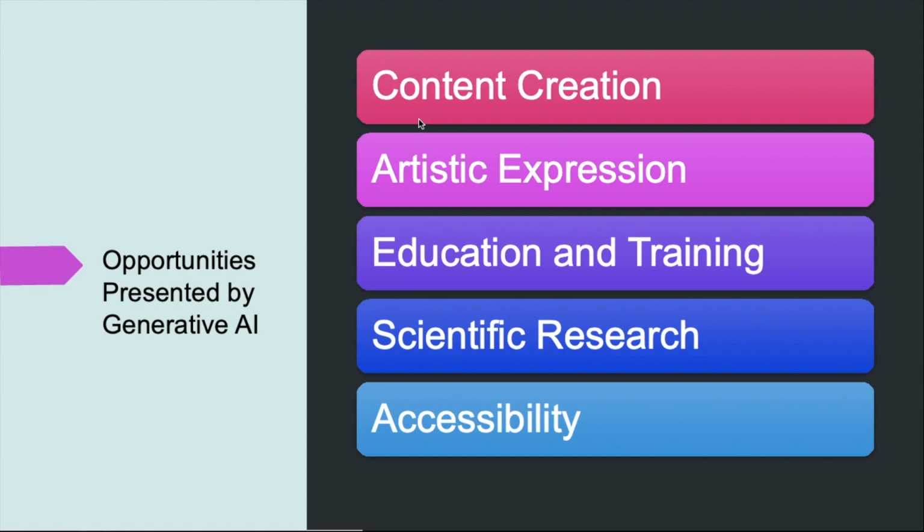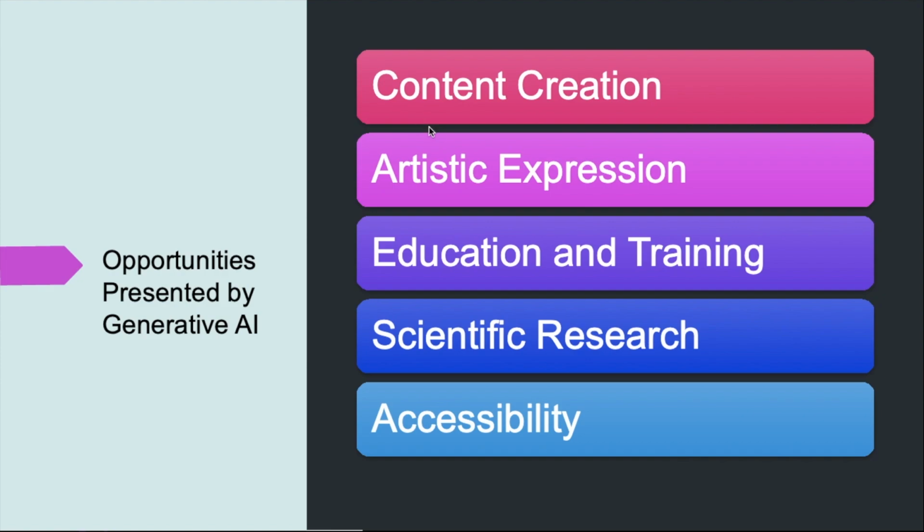Generative AI can create personalized learning materials, interactive simulations, and educational resources tailored to individual needs. Tools like Canva and ArtBreeder can enhance the effectiveness of education and training programs, making learning more engaging and accessible.